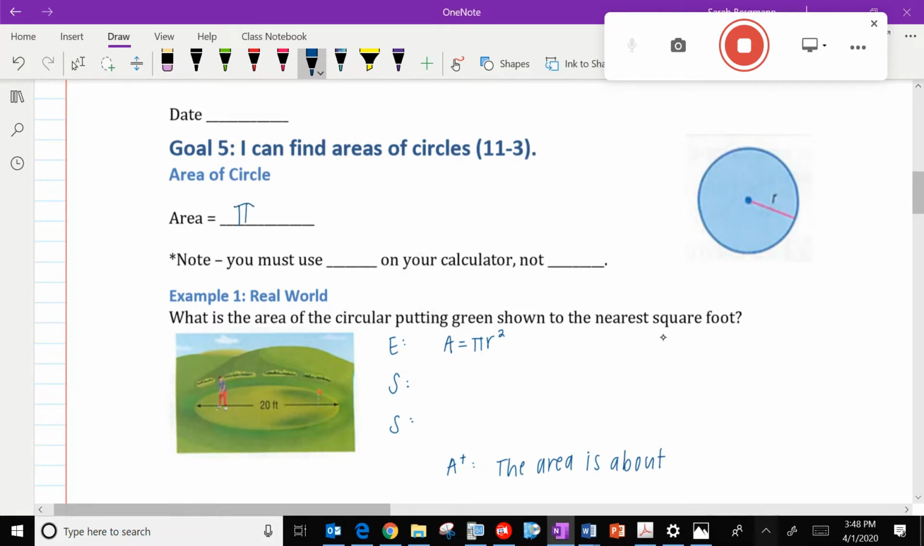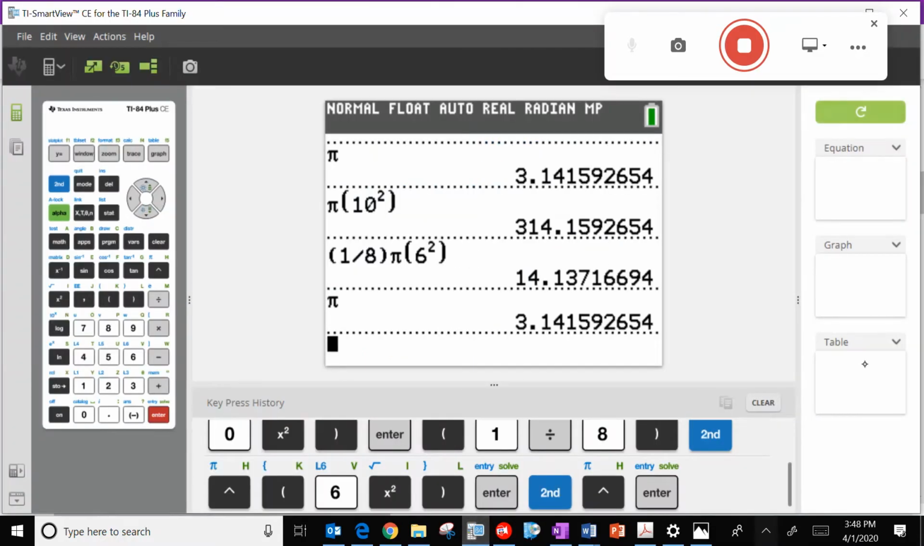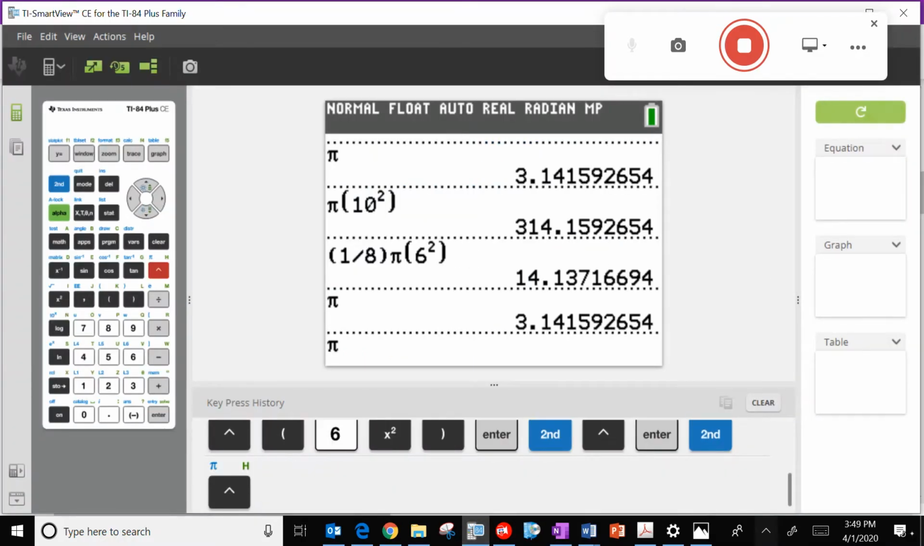Area of a circle is equal to pi r squared, where r represents the radius. Note that when you're finding these, you need to use the pi key on your calculator, not a rounded version such as 3.14. So on your calculator, if you hit second and then the up key, that'll give you the exact value of pi to use in your problems.